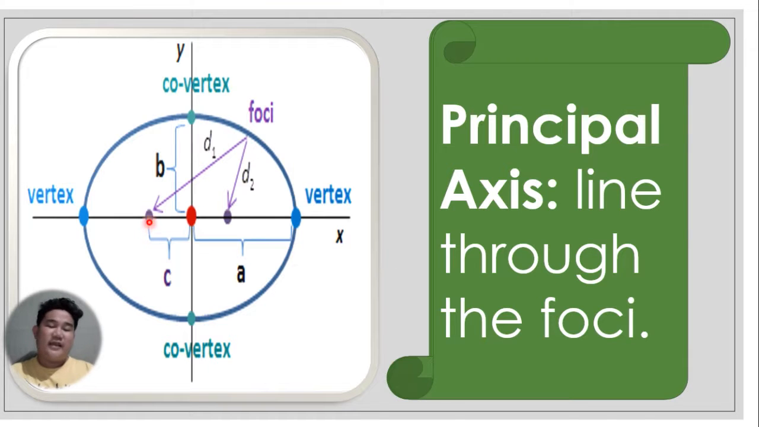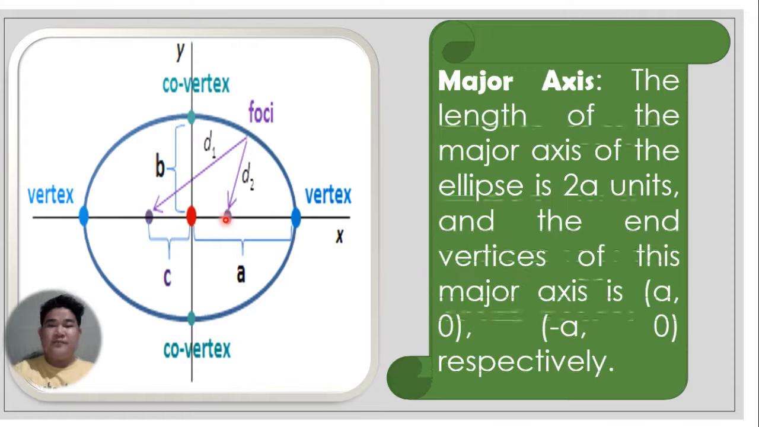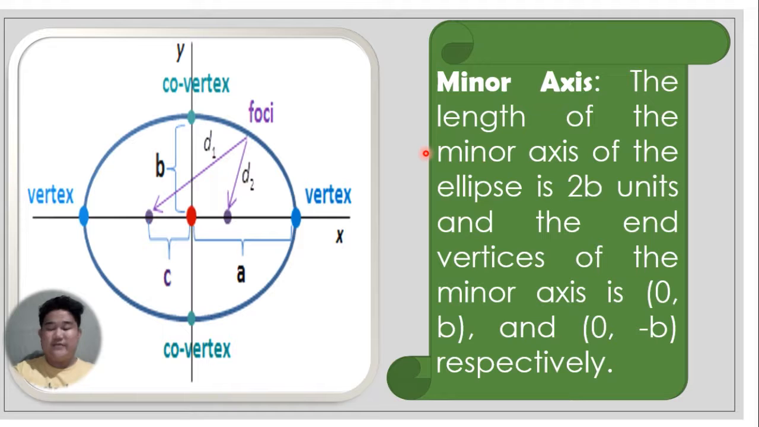So we have the principal axis. This is aligned through the foci. Here, that is our principal axis. So we have the major axis. I already said our vertex is our major axis. Since the distance from the center going to one vertex is a, therefore the coordinates are (a, 0) and (negative a, 0). And we will learn later what the other coordinates of our vertices, co-vertices, and foci are. We also have the minor axis, which I already mentioned.